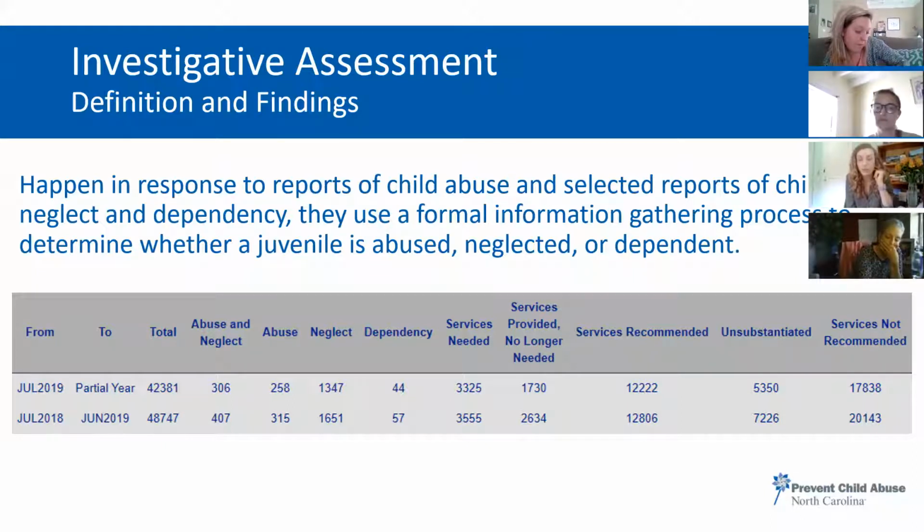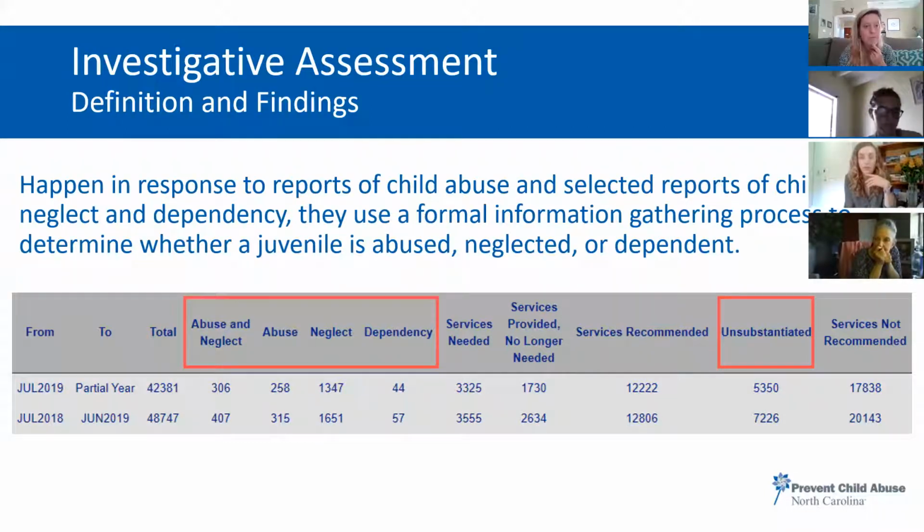So again, when you're looking at the website, the data in these columns are coming out of those investigative assessment tracks. And so you can see it's abuse and neglect, abuse, neglect, dependency, and unsubstantiated. And I will say, I'm going to pause and recognize that it is a little bit confusing that they split up the results from the two different assessment tracks across the columns.